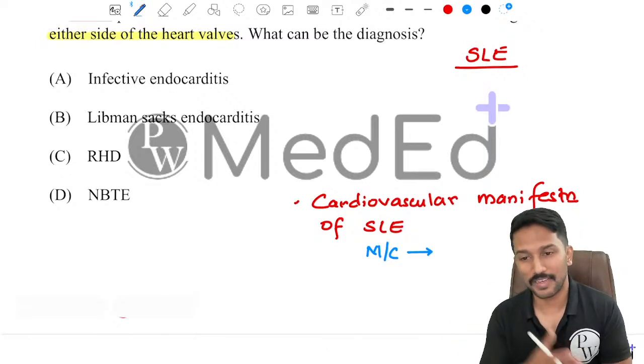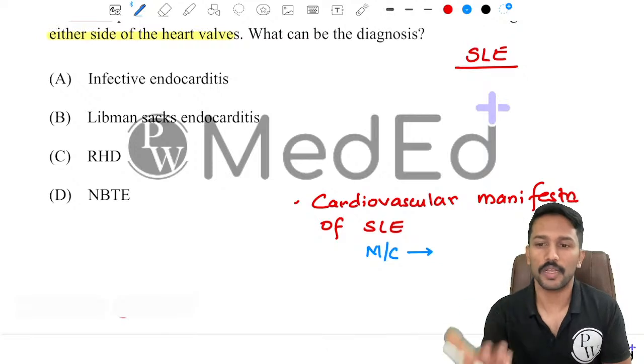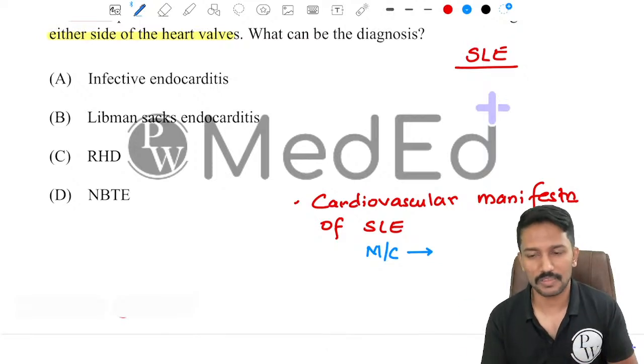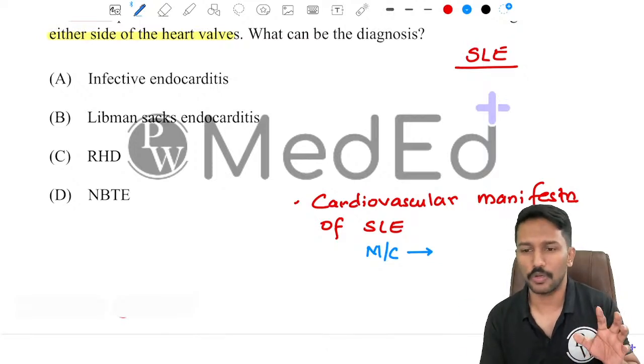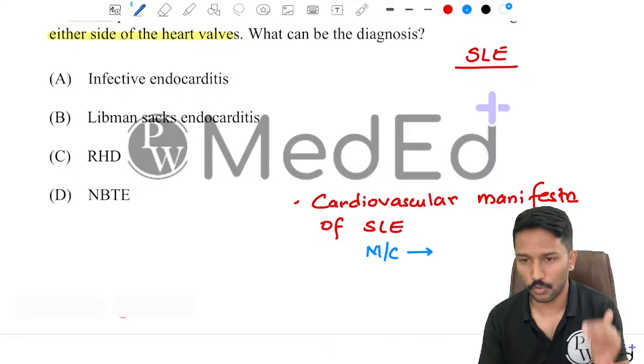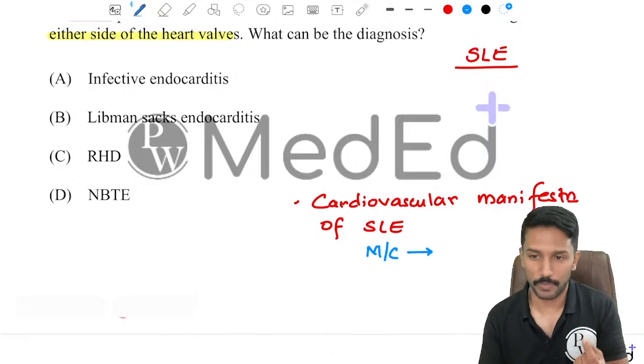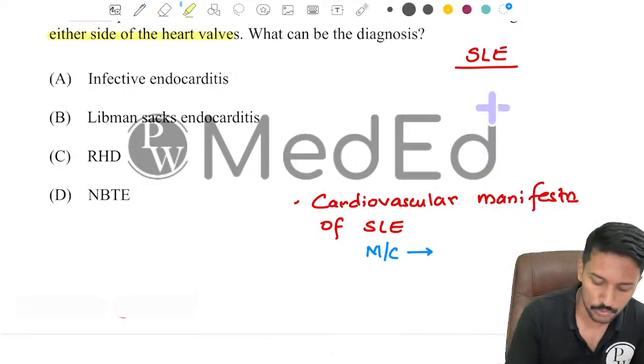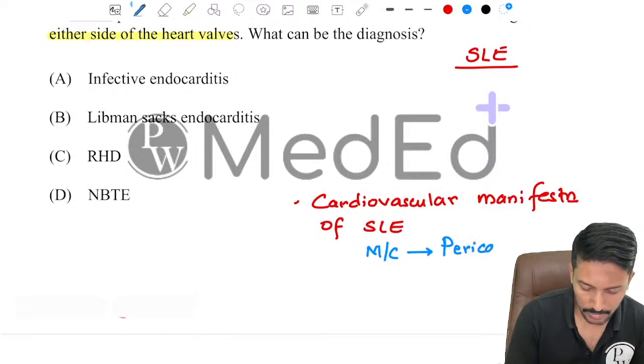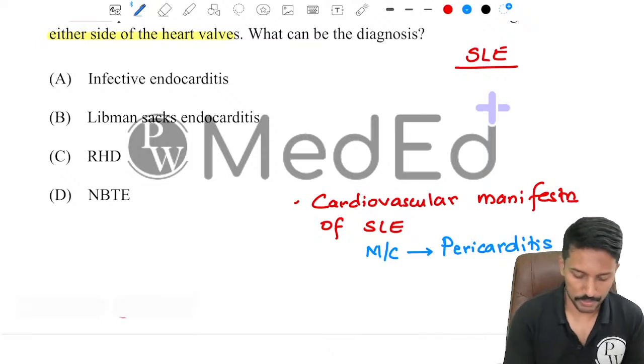Similarly, the most common respiratory manifestation would be pleuritis, right? So be it rheumatoid arthritis, SLE, Sjogren's, or any rheumatological disorder, with your eyes closed choose membrane inflammation as the most common manifestation. So the most common is pericarditis. Pericarditis is the most common cardiovascular manifestation. Okay.